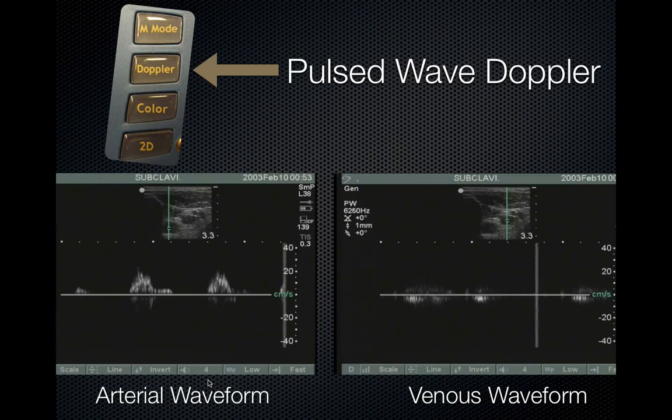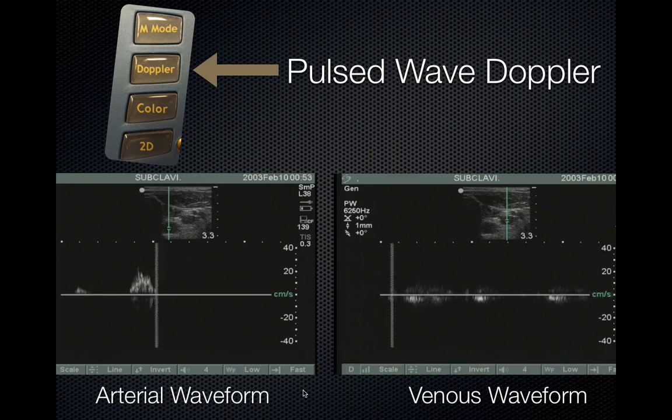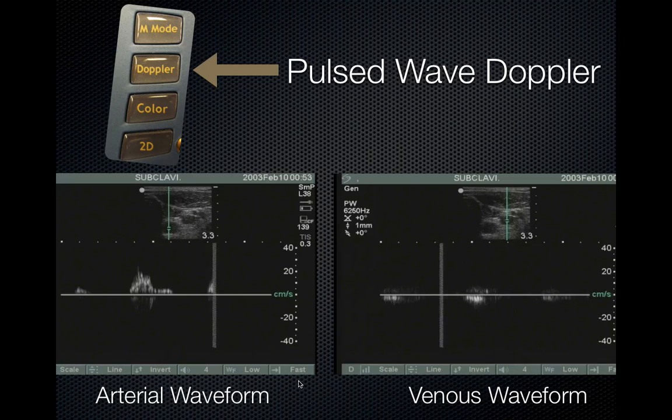If you want to change the sweep speed so that you can see more complexes or fewer complexes on the screen at a time for comparison purposes, you can change the sweep speed. Here you'll see that right now we're in a fast sweep, so we see fewer per screen. When we change to a medium sweep, we see more complexes per screen.